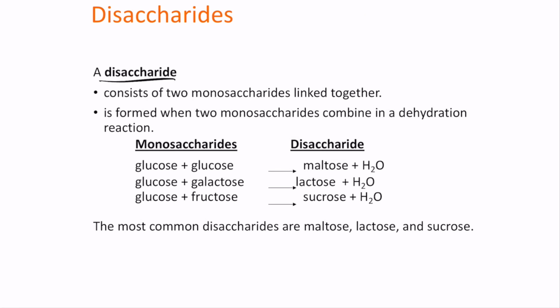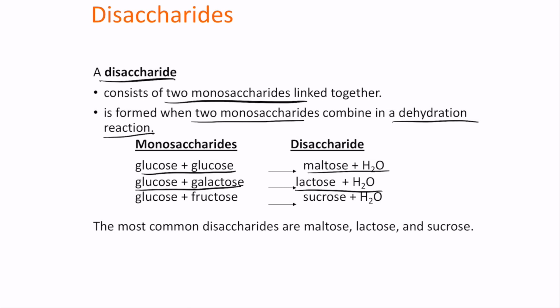Now a disaccharide consists of two monosaccharides that are linked together, and it is generally formed by two monosaccharides combined in a dehydration reaction, releasing H2O. Glucose and glucose combine to create maltose. Glucose and galactose create lactose. Glucose and fructose create sucrose. So these are the most common disaccharides: maltose, lactose and sucrose.